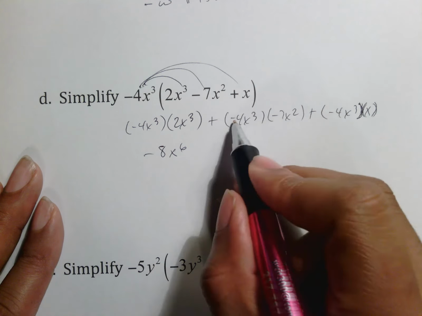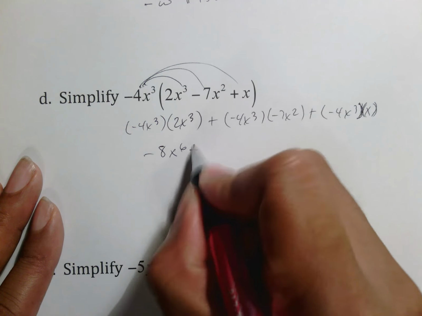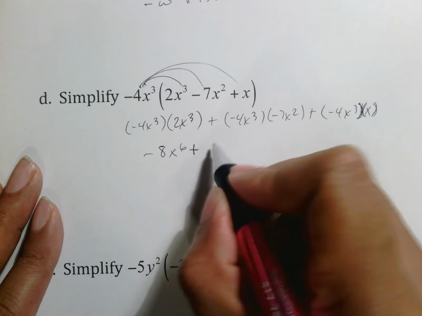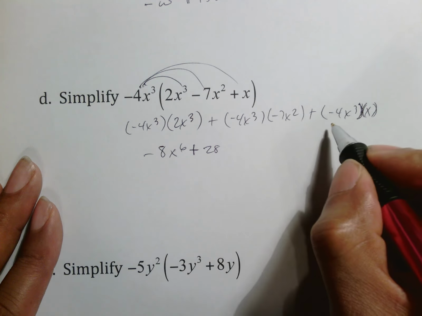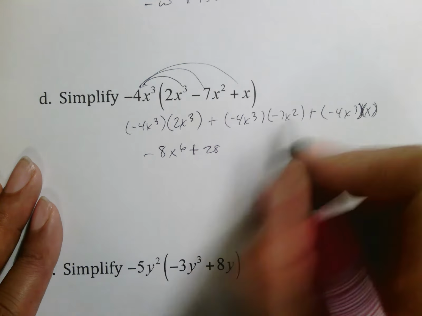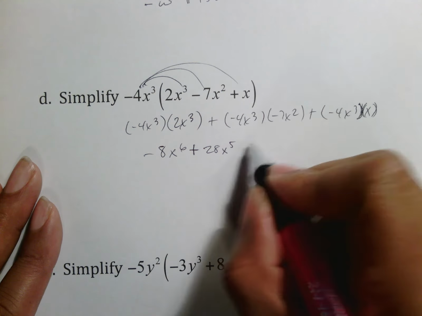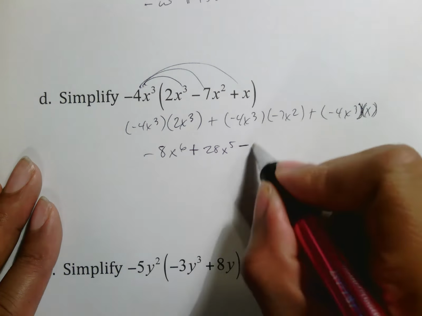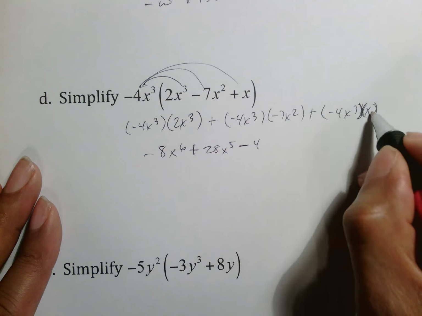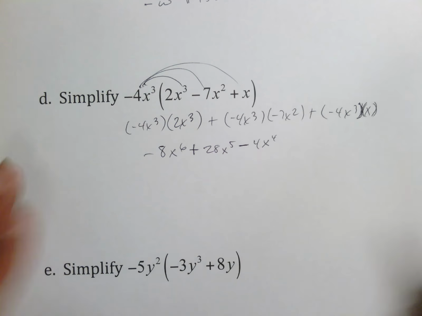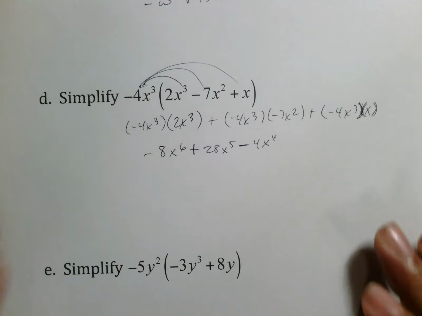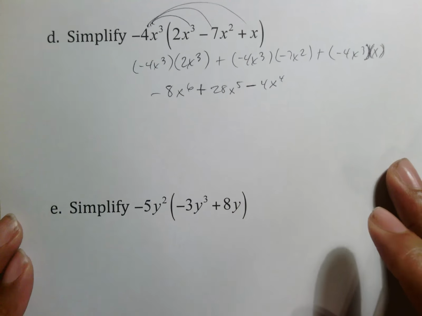I look here and recognize that a negative times a negative makes this next part positive. 4 times 7 is 28. 3 here, 2 there makes 5. Last part, I have 1 negative, which makes it negative. My number is going to be 4. I have 3 x's here, 1 x there, which makes x to the fourth. And again, that's all you're doing here, is just making sure you understand how to put this stuff together.